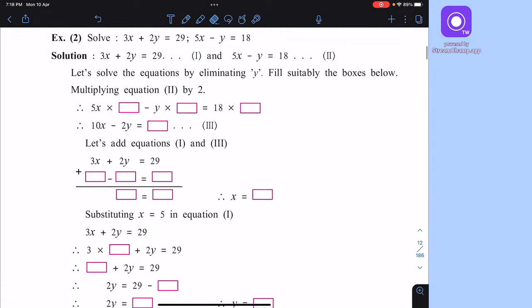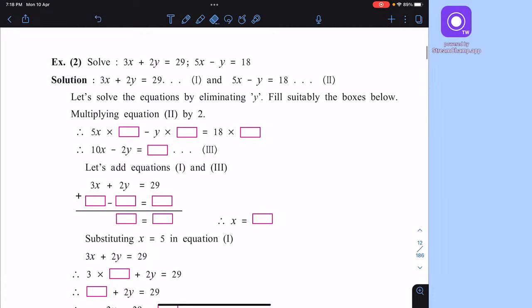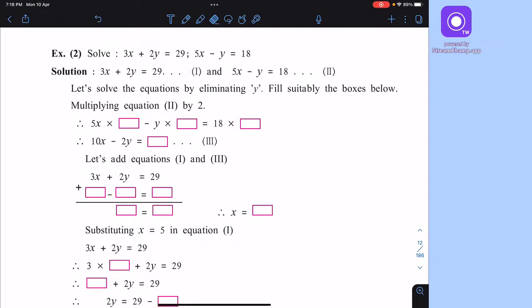We have seen page number 2 last time. Let us study page number 3 today. Here we are asked to solve the equations 3x plus 2y is equal to 29 and 5x minus y is 18. As we said in the solution, we have to give numbers to the equations. The first is 3x plus 2y is 29, that we are numbering as 1. And the second is 5x minus y is 18, that we are giving the number 2.